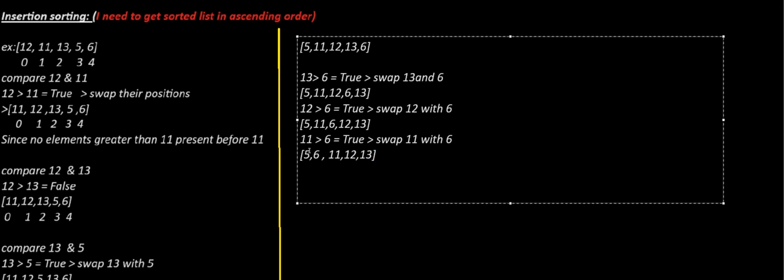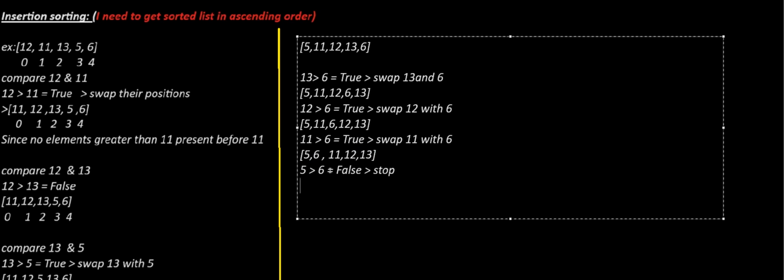So I need to check again. Is there any element before 6? Yeah. What is the element? That is 5. Is 5 greater than 6? Which is false. So can I stop here? Yeah, we can stop here. We don't need to swap anymore.